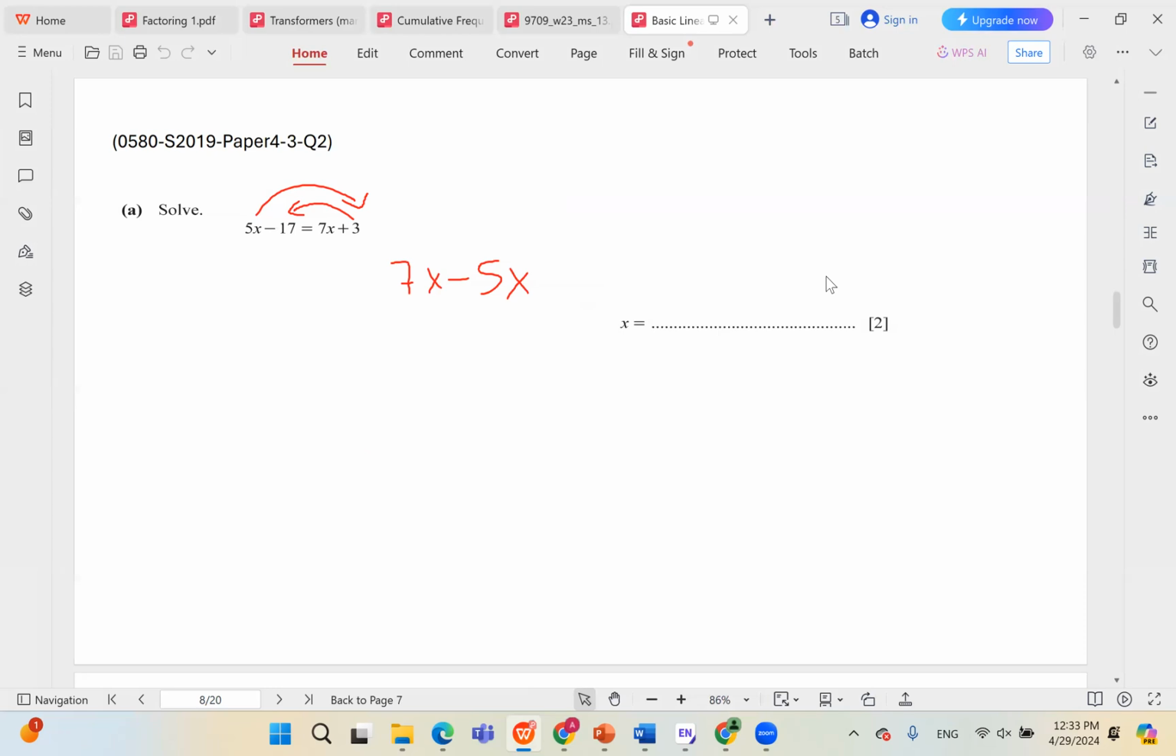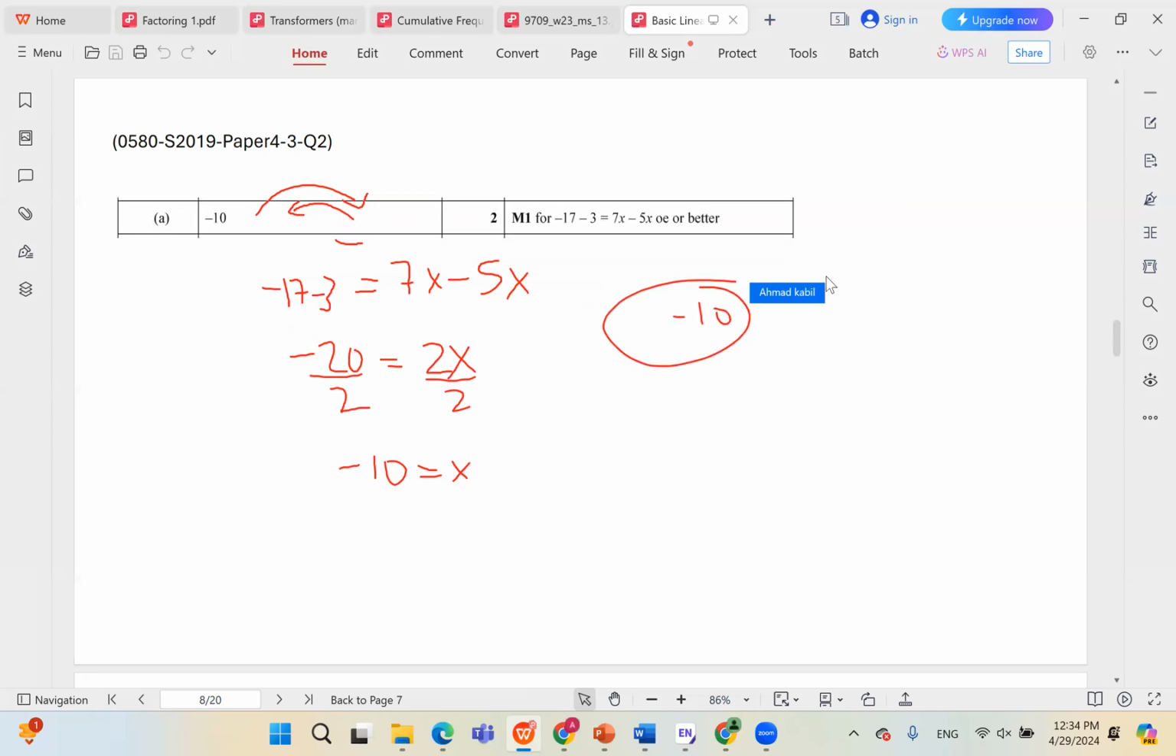So let's just remove this. Yes. Now we have an equal sign here, and we take the 3 to the other side. It becomes negative 17 minus 3. Because it was positive 3 here, plus 3. So we take it to the other side and it becomes minus 3. So minus 20 equals 7x minus 5x, which is 2x. You divide both sides by 2, and you get negative 10 equals x. So therefore, the final answer here would be negative 10. This is the correct final answer as well.